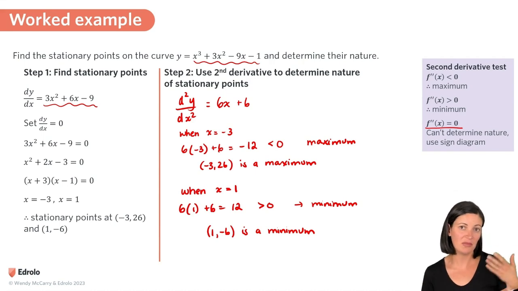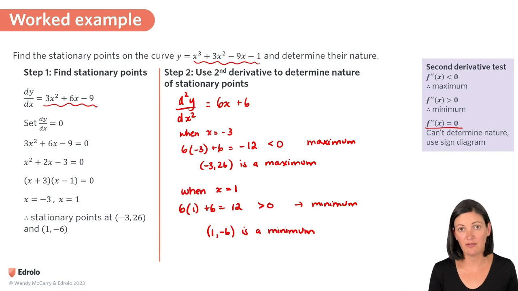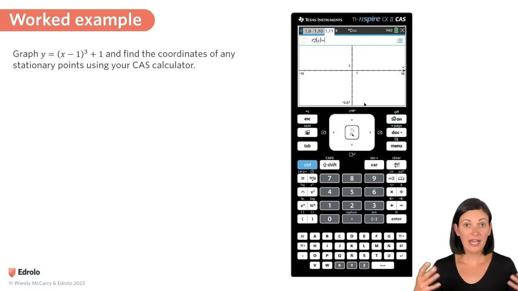But on your exam, either using a gradient table or using the second derivative are both ways that you can use to prove whether or not you have a maximum, minimum, or point of inflection. We can use our calculator to find the coordinates of any stationary points by just graphing the function and having a look at them visually.